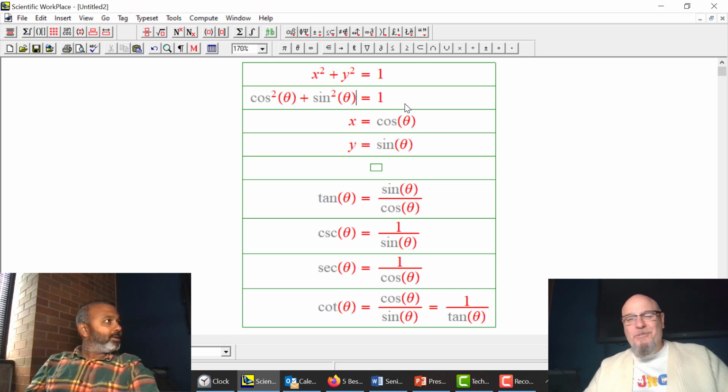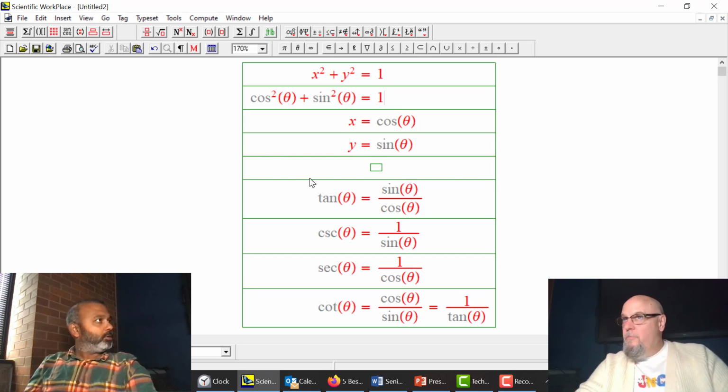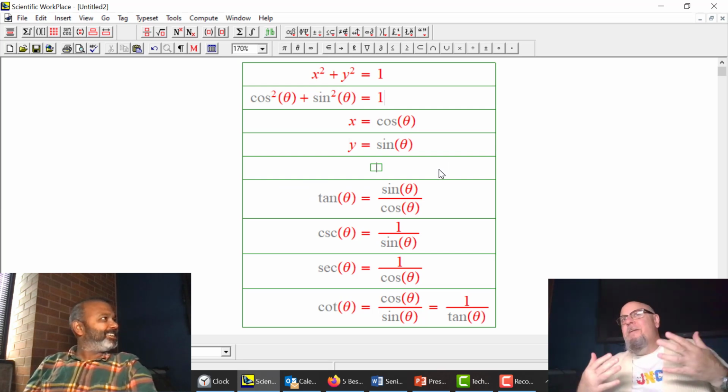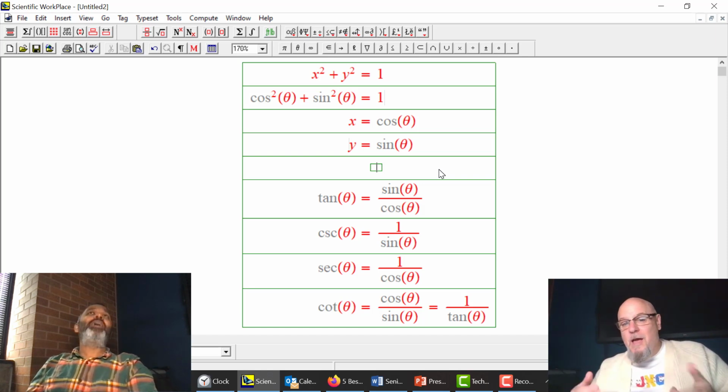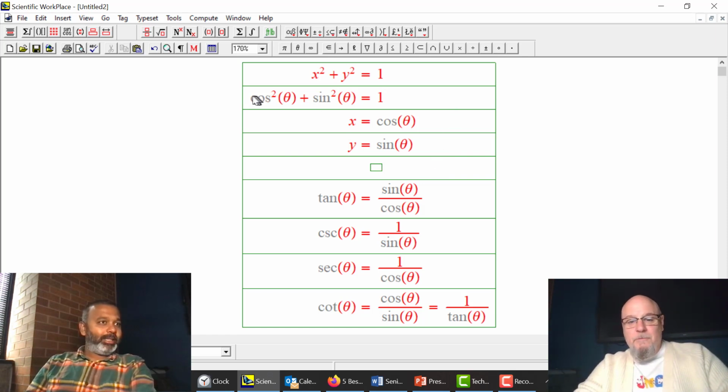This looks too easy, right? So now we have our first identity: cosine squared theta plus sine squared theta equals 1. That's our first Pythagorean trigonometric identity. Some people call that the grandfather Pythagorean trigonometric identity, because we're going to make the other two out of this one. Okay, so how do we get there?